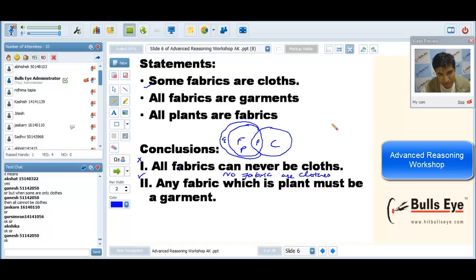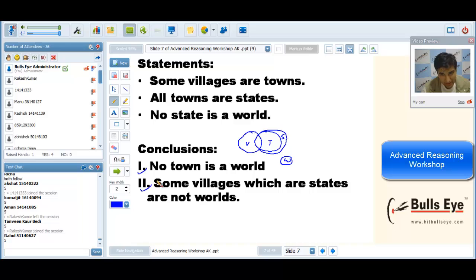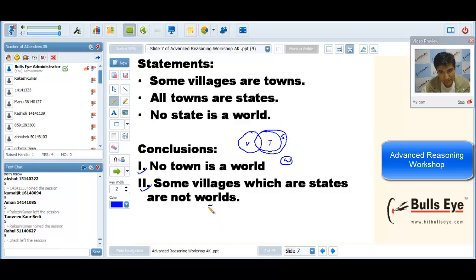Okay, I'll go to the next question now. Yeah, most of us are right. Answer is fifth. That is, both the conclusions are true.